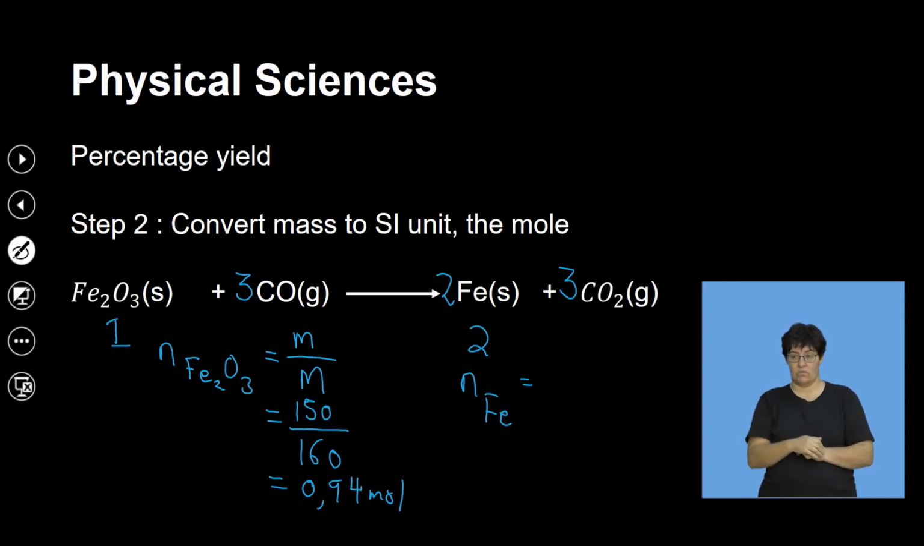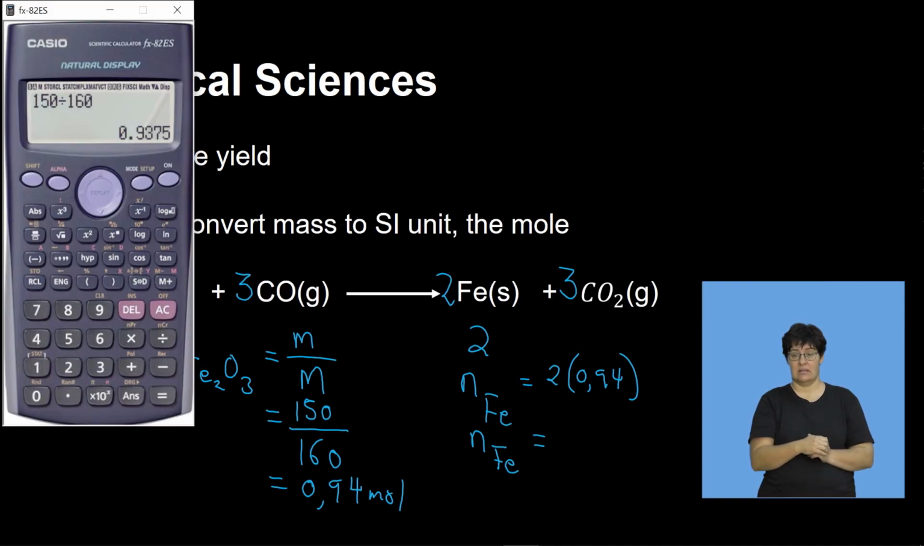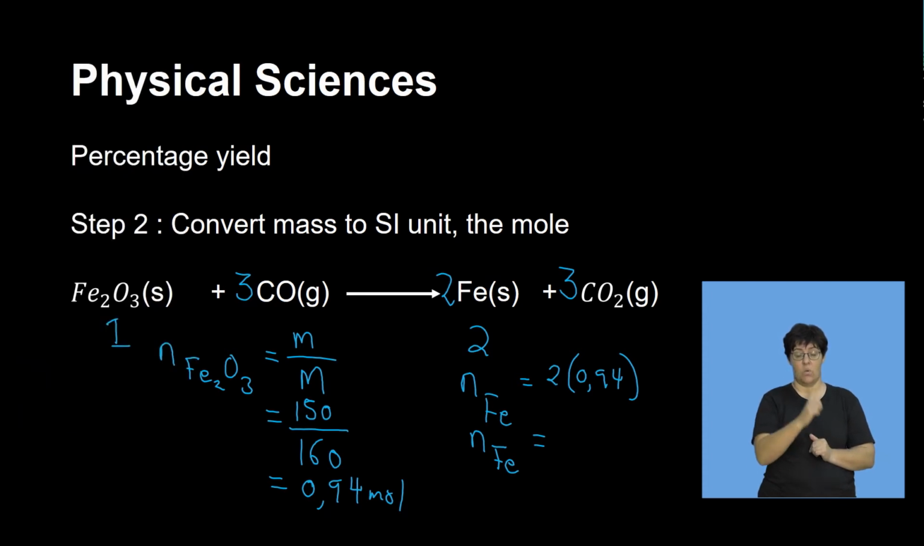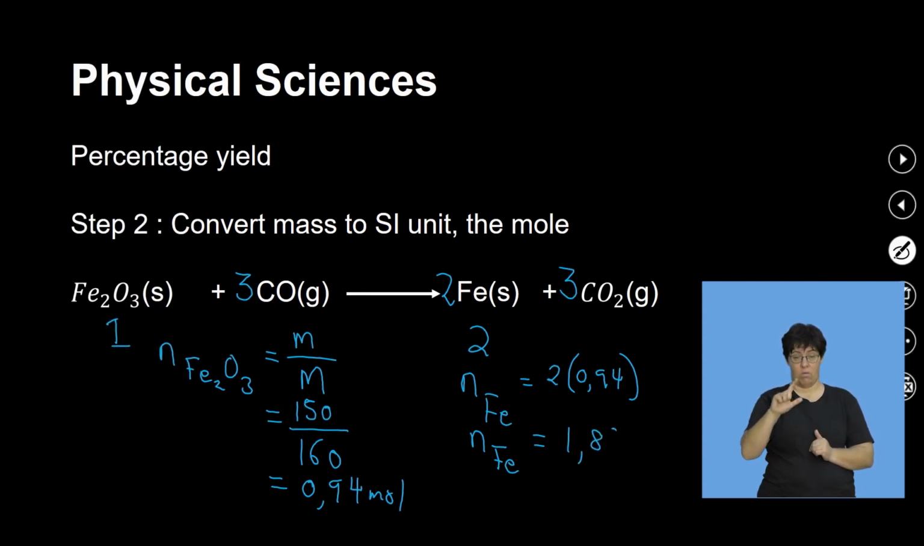Which is 2 multiplied by 0.94, right? So the number of moles of iron that will be obtained from the stoichiometric ratio is, if we go back to our calculation, 0.94 multiplied by 2. This is the number of moles, which is 1.88. So there's 1.88 moles of iron, okay? 1.88 moles of iron will be formed, right?